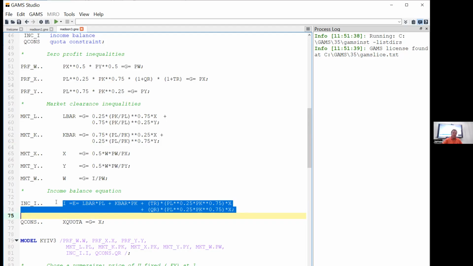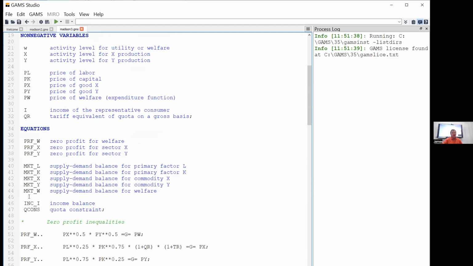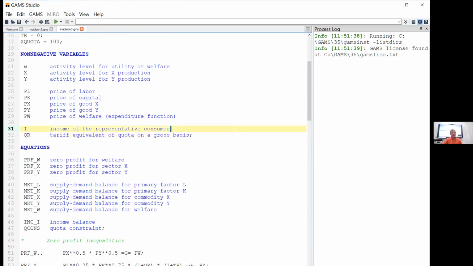However, the difference in this case is that QR is not a parameter, it's a variable. So QR appears as a variable in the list of variables. Actually, it could potentially be a free variable where it could take on negative values. It doesn't necessarily have to be a non-negative value. So it's now a variable. The tax rate always has to be adjusted to hit the quota level to enforce the quantity restriction. So it's an added variable, so it needs an added equation.